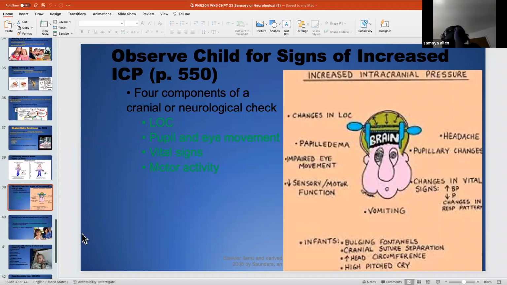Which three did you say? I'm sorry. Increase in blood pressure, a decrease in heart rate, and irregular respiratory rate.